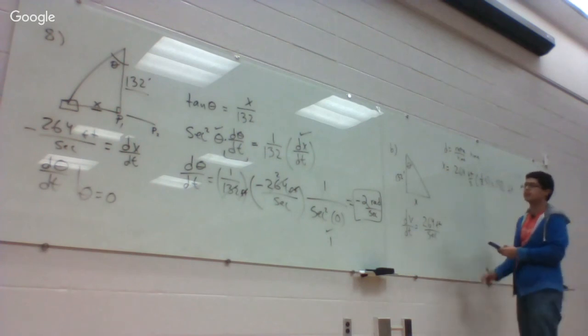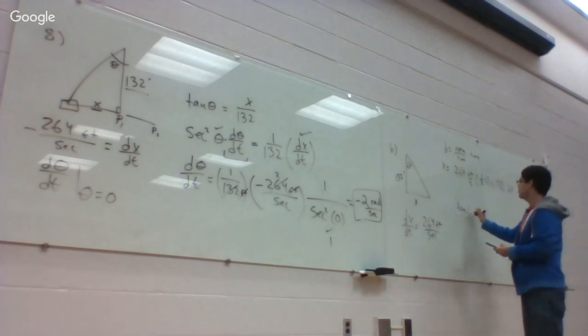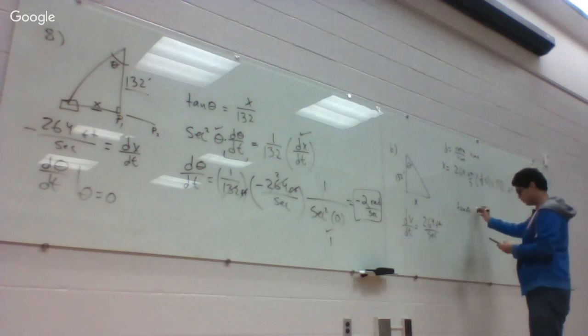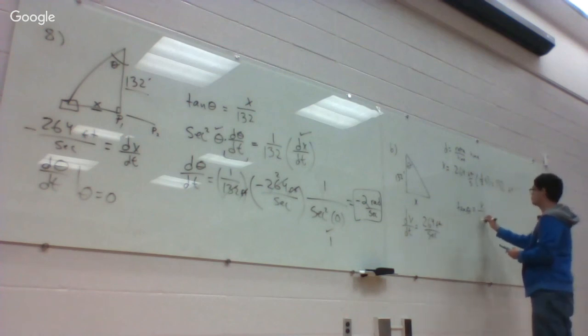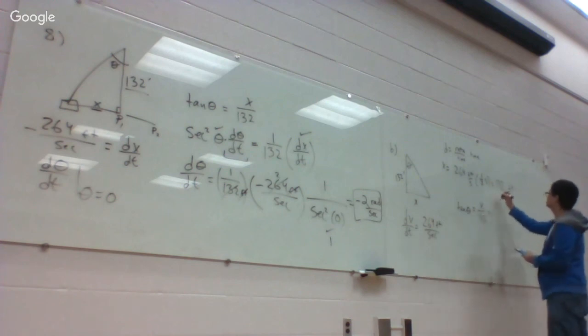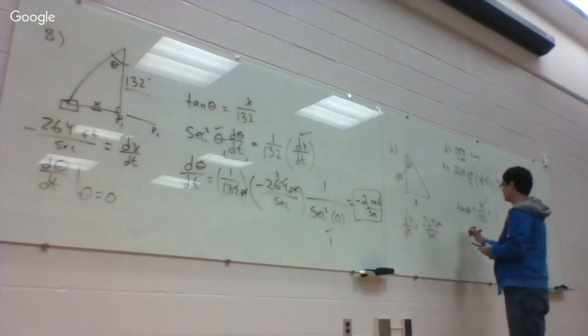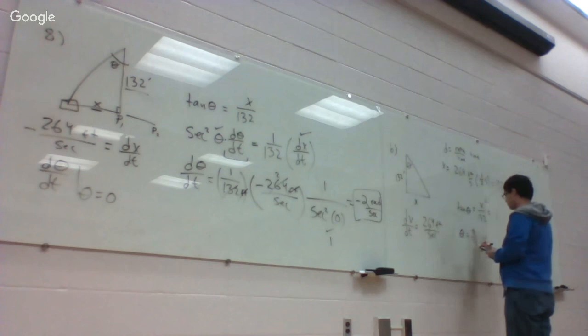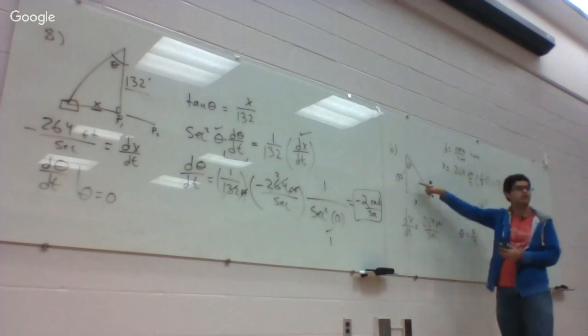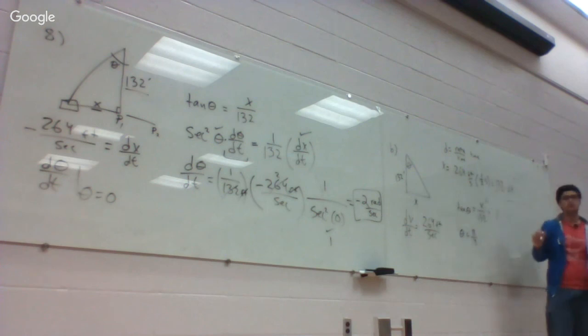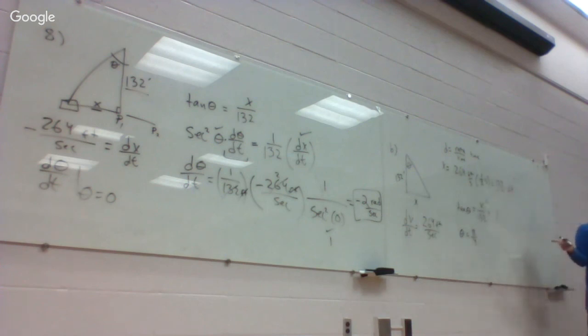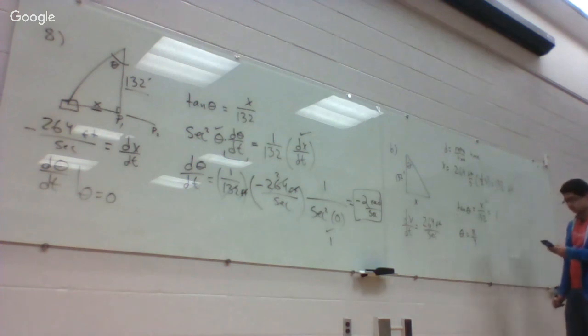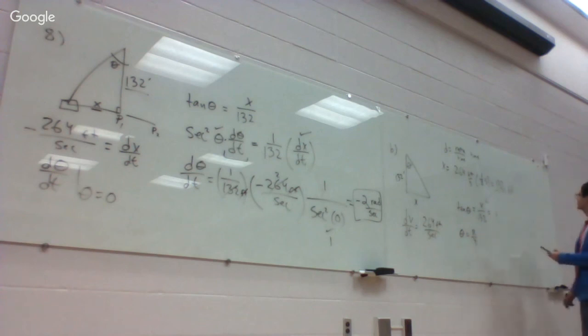We can look at the same formula again. Tangent of theta is equal to x over 132, and x is 132, so that's just equal to 1. Theta is equal to pi over 4. Even if you didn't realize this is a 45-45 triangle, what is the angle whose tangent is 1? Pi over 4. So even if you don't recognize that, you can always do the inverse tan.